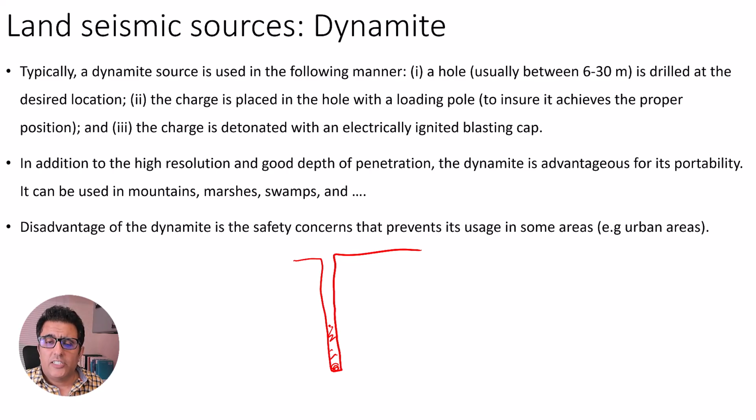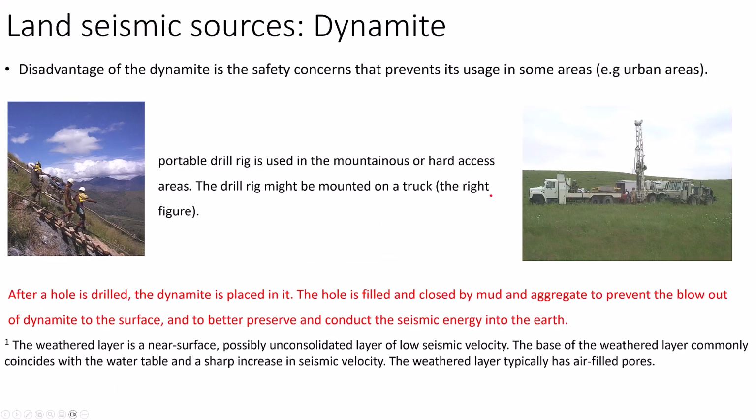The disadvantage of dynamite is related to safety concerns. For example, we may not be allowed to use dynamite in residential areas. What you see here shows how we use rigs in order to drill a hole for dynamite. For example, in a mountain area, the rig is portable, and as we see, we have no restriction to use dynamite.